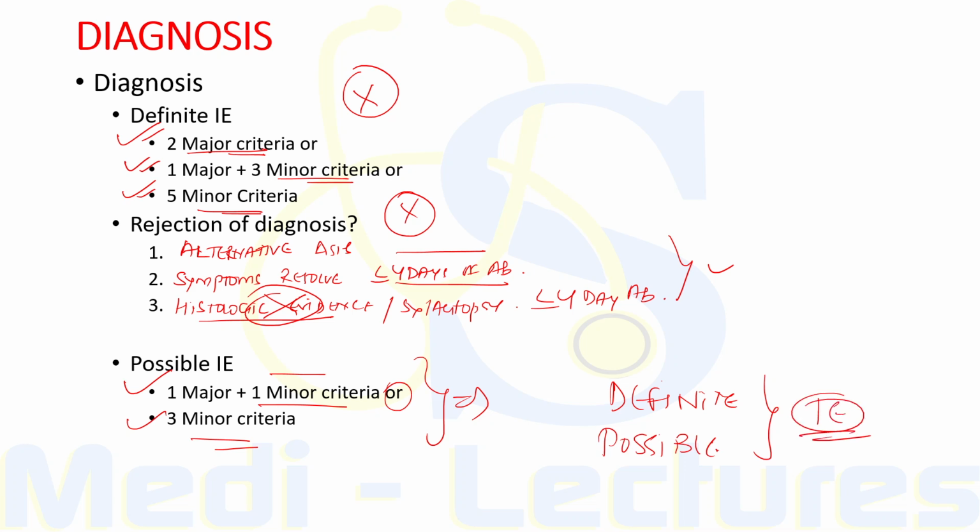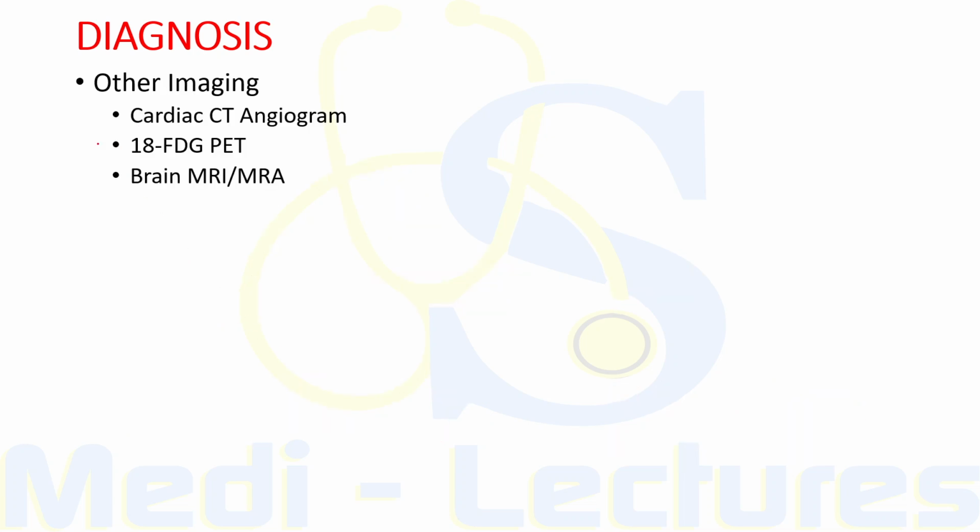Now, other imaging tests which are helpful include cardiac CT angiogram, which may particularly be helpful in detecting vegetations, especially associated with paravalvular infection. Paravalvular infection, especially along the aortic valve, can lead to heart blocks. Then 18F-FDG PET can be valuable, especially in cases of suspected prosthetic valve endocarditis or presence of extracardiac complication.